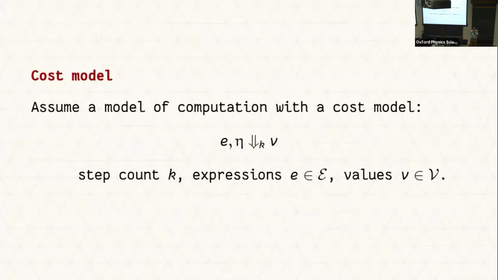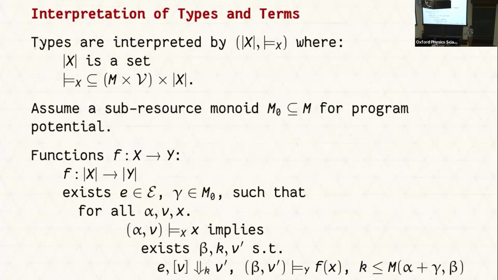So for the soundness, I'm just going to assume there's some model of computation with a cost model. So this is a call-by-value untyped lambda calculus that takes expressions and an environment, and then within k steps evaluates to a value v. And then, okay, this is not as bad as it looks. So what's a type going to be interpreted as? This is a simplification. Types are going to be some carrier, which is the set of extensional values. Then there's a realizability relation that says that this element of the resource monoid and this value realize this extensional value.